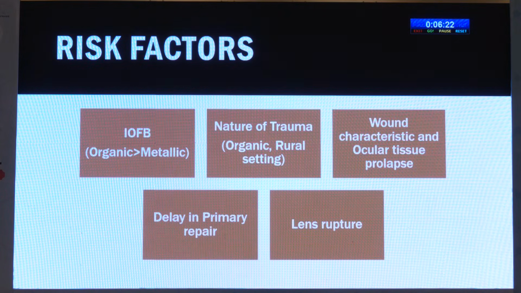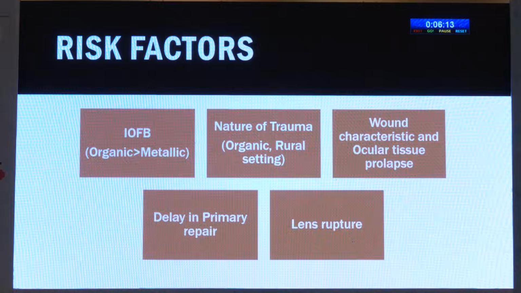So the risk factors are intraocular foreign bodies with organic material injury, much more commonly associated with endophthalmitis as compared to metallic foreign bodies. We say that metallic foreign bodies, because of the velocity, get sterilized when they enter the eye. Versus the nature of trauma: trauma in a rural setting is much more commonly associated with organic material trauma, so hence it would have a higher risk of endophthalmitis.